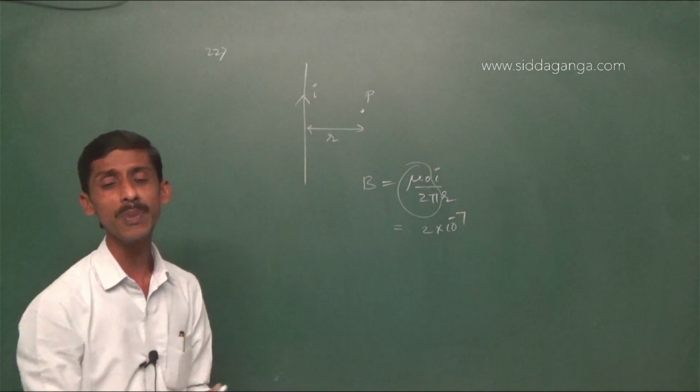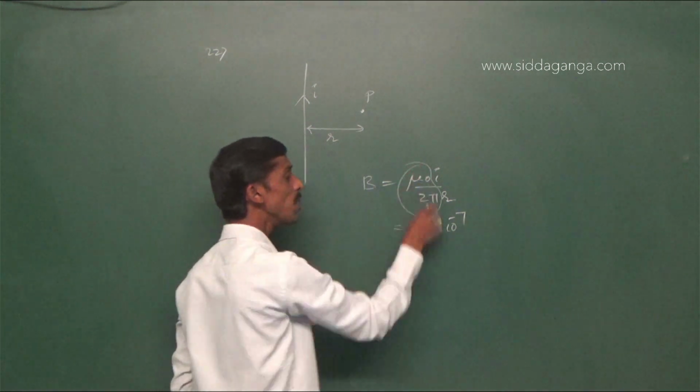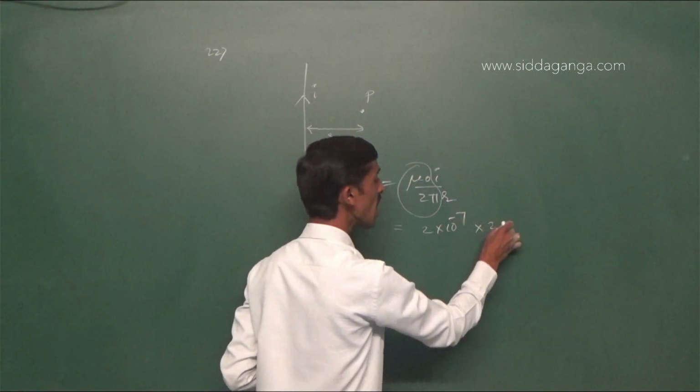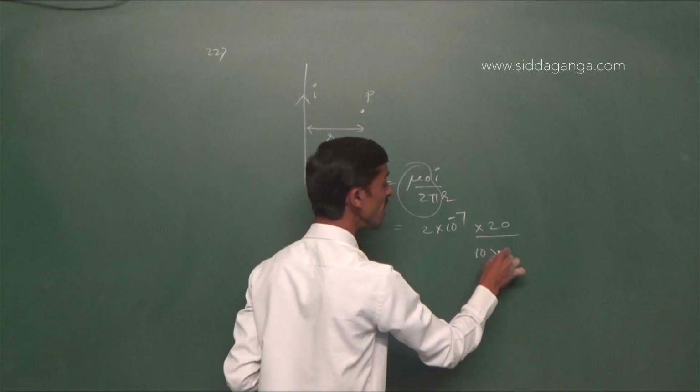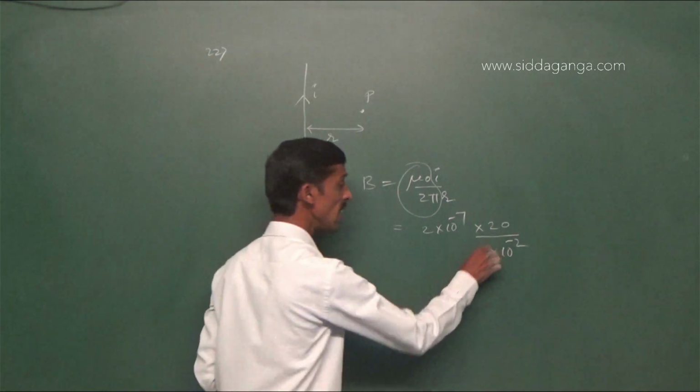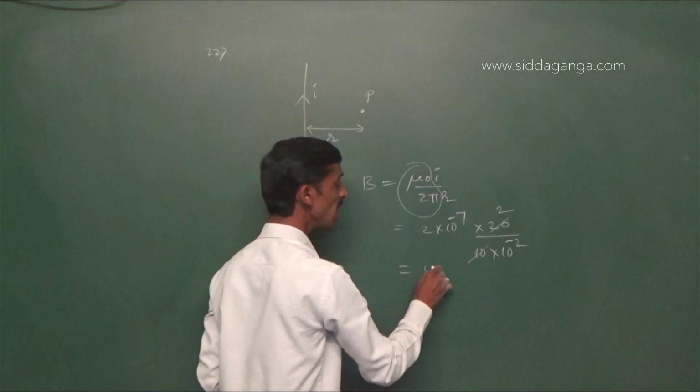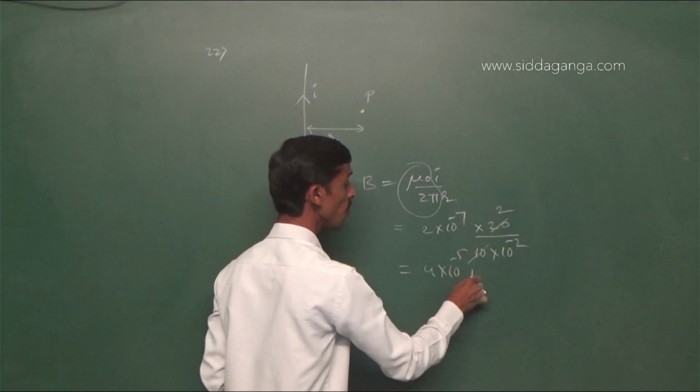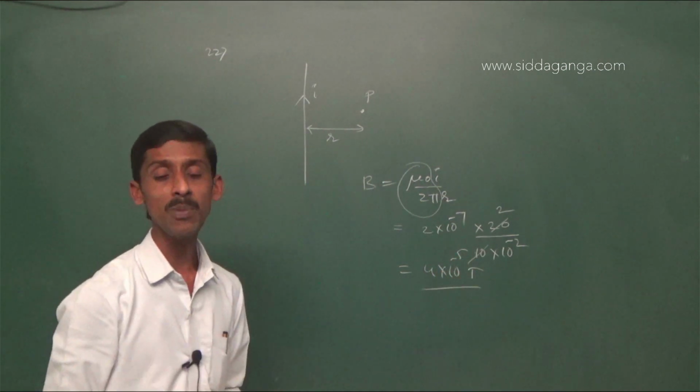Mu naught by 4 pi is 10 to the power of minus 7, so mu naught by 2 pi is 2 into 10 to the power of minus 7. Current is 20 ampere, distance is 10 centimeter. So 4 into 10 raised to minus 5 Tesla.